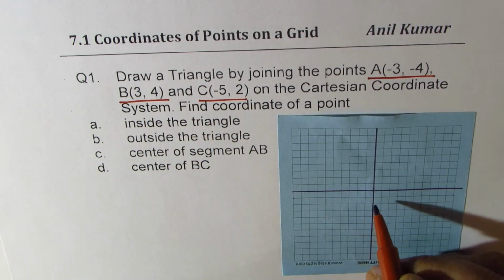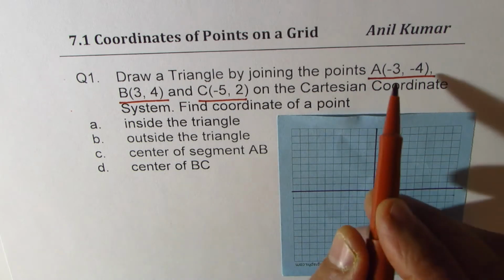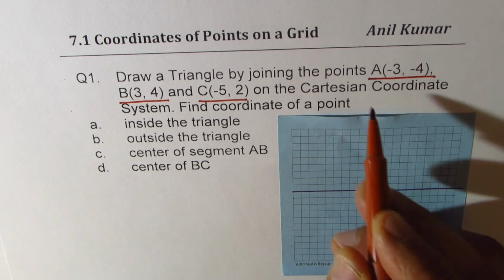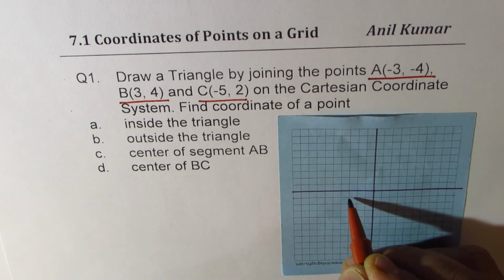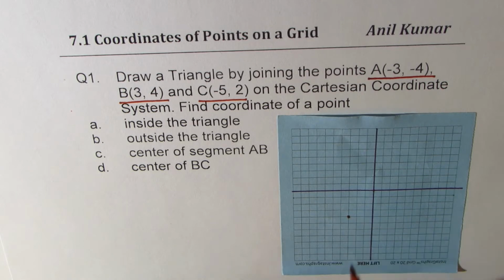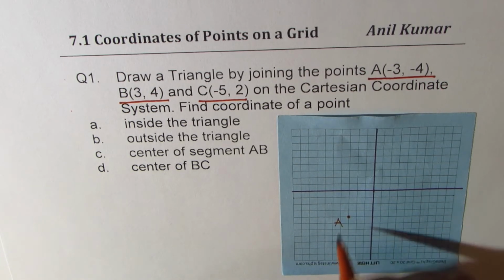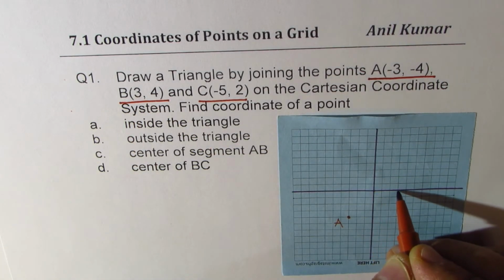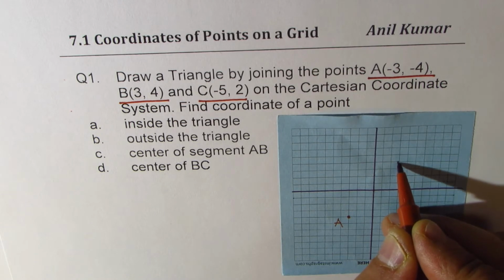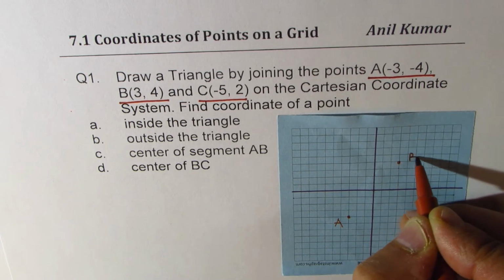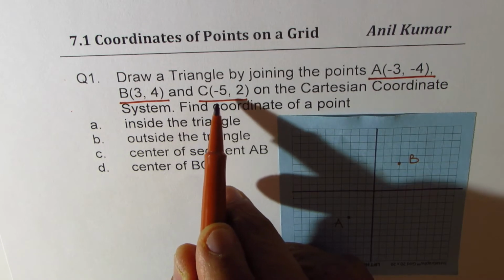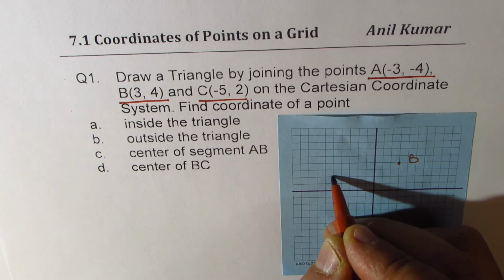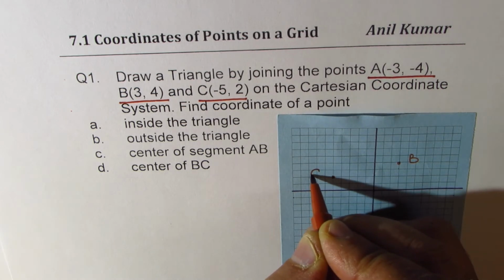So that's our coordinate system, O being the center. A is (-3, -4). It means you have to move left and down. So 1, 2, 3, and 1, 2, 3, 4. So that is the point A for us. Correct? B is (3, 4). Means right 1, 2, 3 and up 1, 2, 3, 4. So that is the point B for us. And C is (-5, 2). 1, 2, 3, 4, 5 left and 2 up. So that is the point C for us.